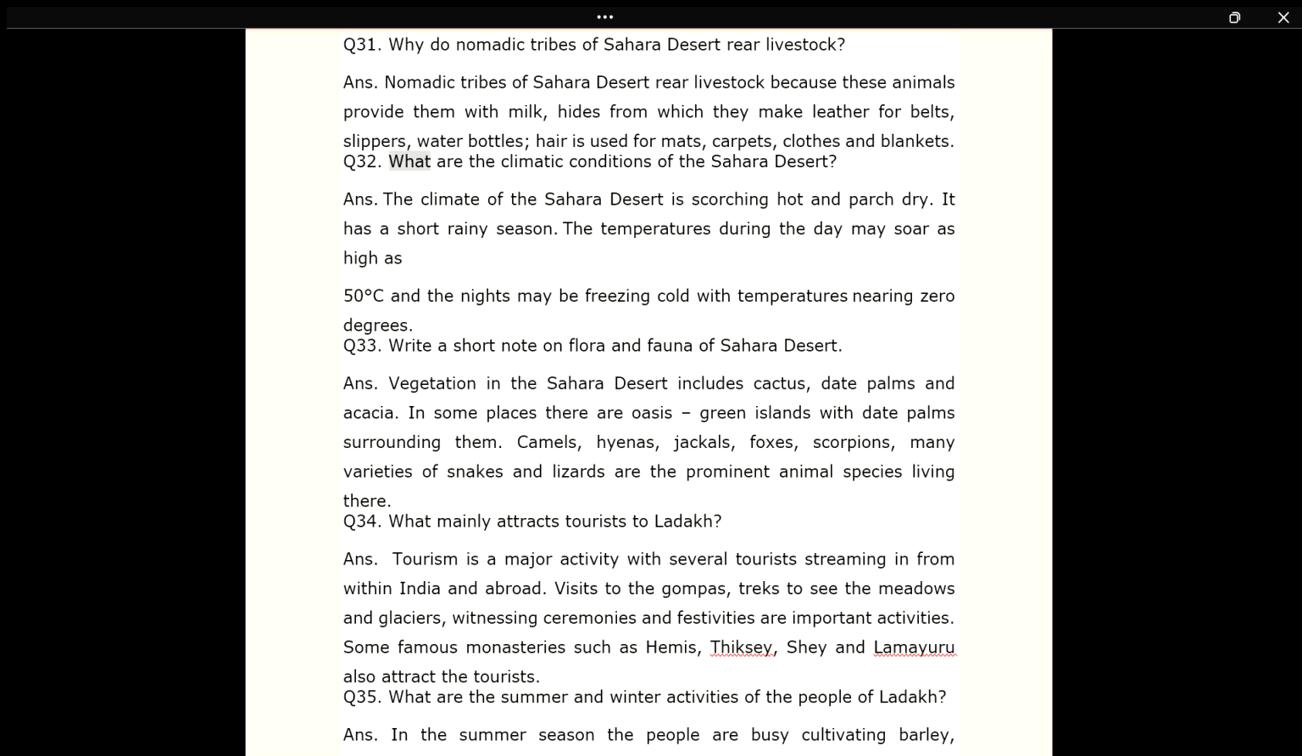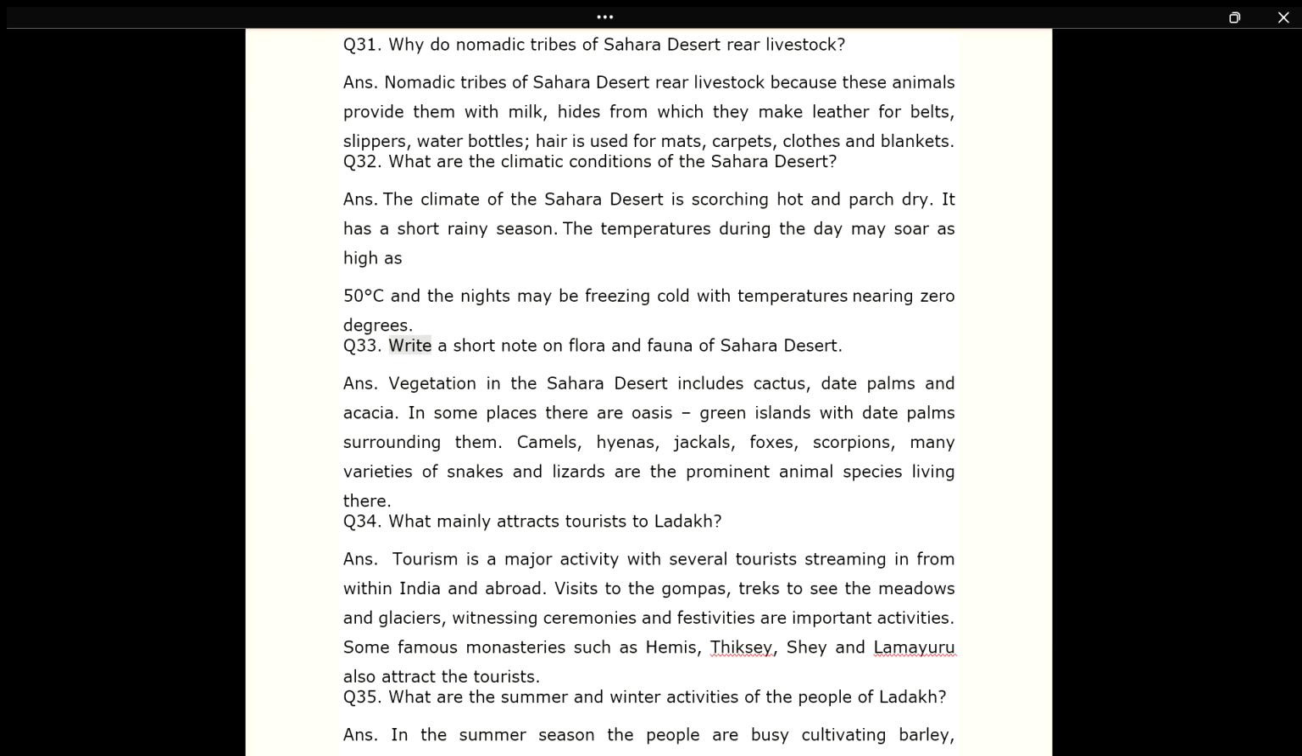Q32. What are the climatic conditions of the Sahara Desert? Ans. The climate of the Sahara Desert is scorching hot and parched dry. It has a short rainy season. The temperatures during the day may soar as high as 50 degrees Celsius and the nights may be freezing cold with temperatures nearing 0 degrees.